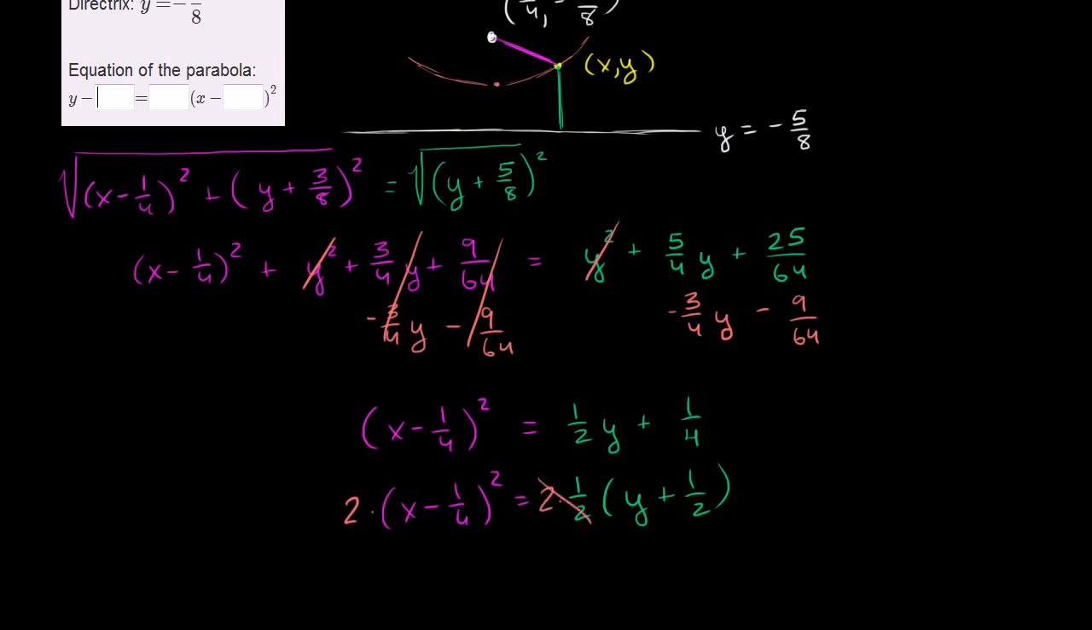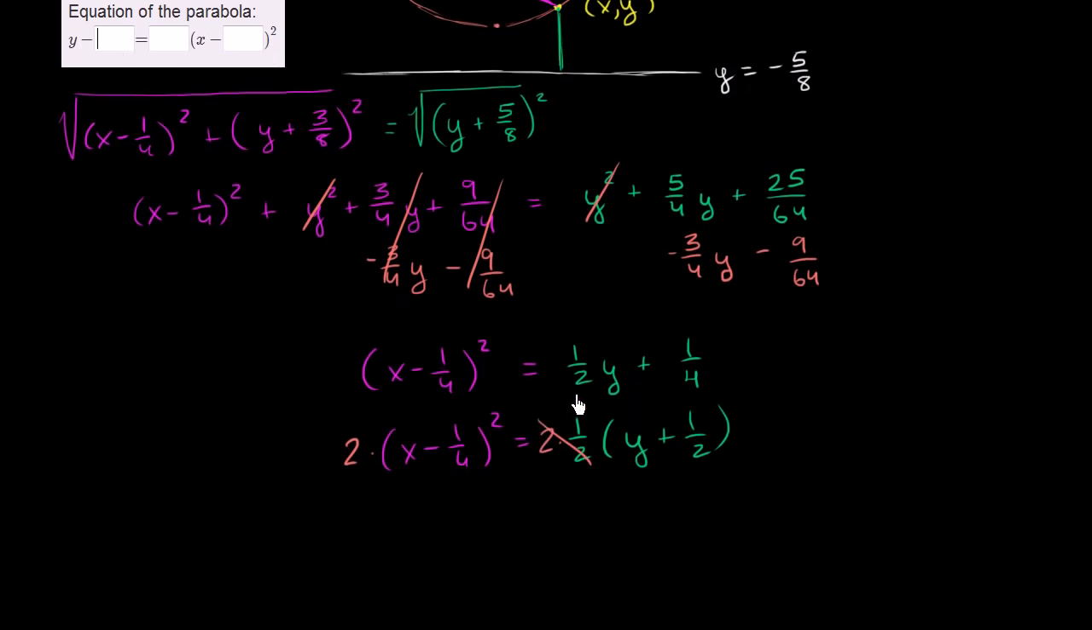That cancels, and we're left with, and if we really want to put it in the form that they care about, we can swap the sides. Instead of writing y plus 1/2, we can write that as y minus negative 1/2. That's the same thing as y plus 1/2. I'm going to do it in the same form that they want. Is equal to 2 times x minus 1/4 squared. So let me see, did I do that right? Yep. Y minus negative 1/2, the same thing as y plus 1/2, is equal to 2 times x minus 1/4 squared.